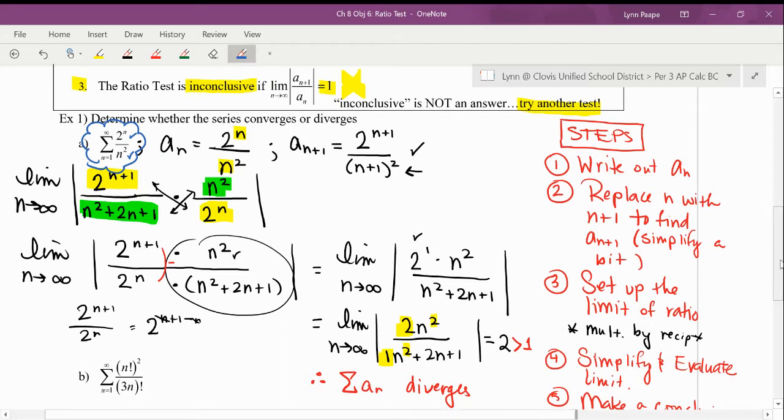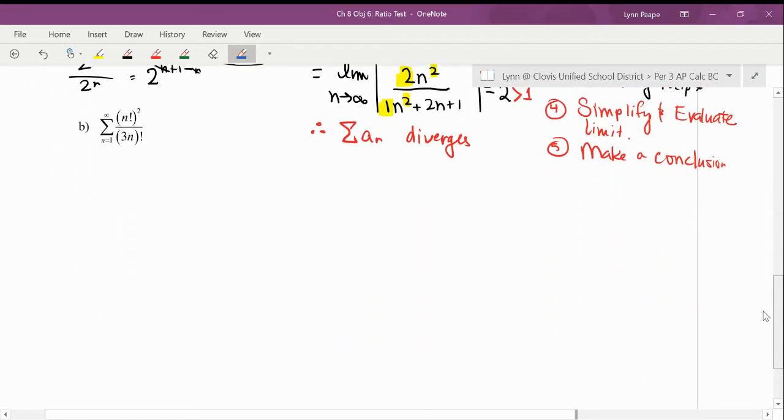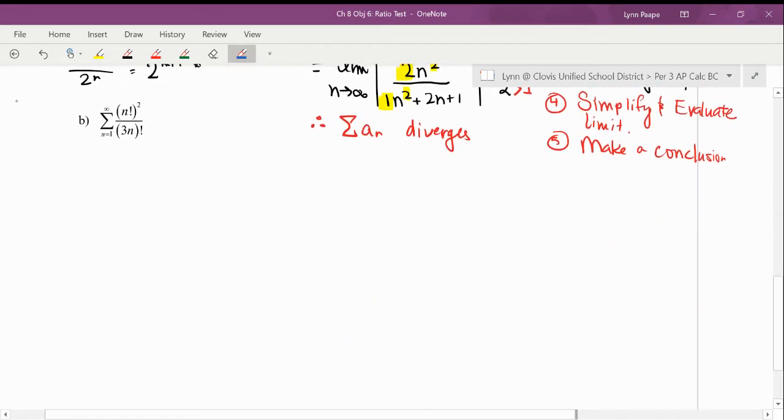Now that is not justification to say, oh, the exponential's in the numerator, it's growing faster, therefore it diverges. That is not a justification. That's just kind of developing your intuition. Okay, all right. So let's go ahead and take a look at the second example, which is our last one.